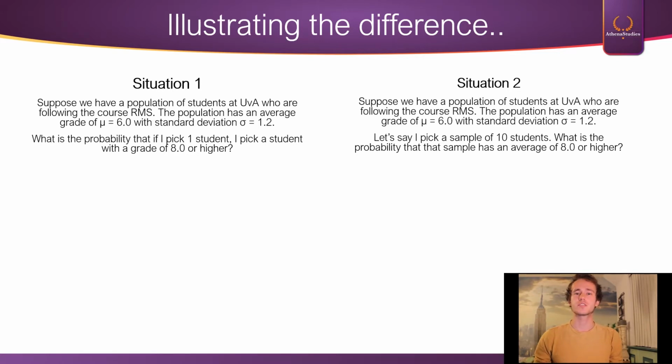Now let's look at the second situation. Suppose again we have a population of students at the University of Amsterdam. We still have the mean of 6.0 and we still have the standard deviation of 1.2. But let's now say that I don't pick one student, but I'm going to take a sample of students. So I'm going to pick 10 students from the population. What is the probability that the sample has an average of 8.0 or higher?